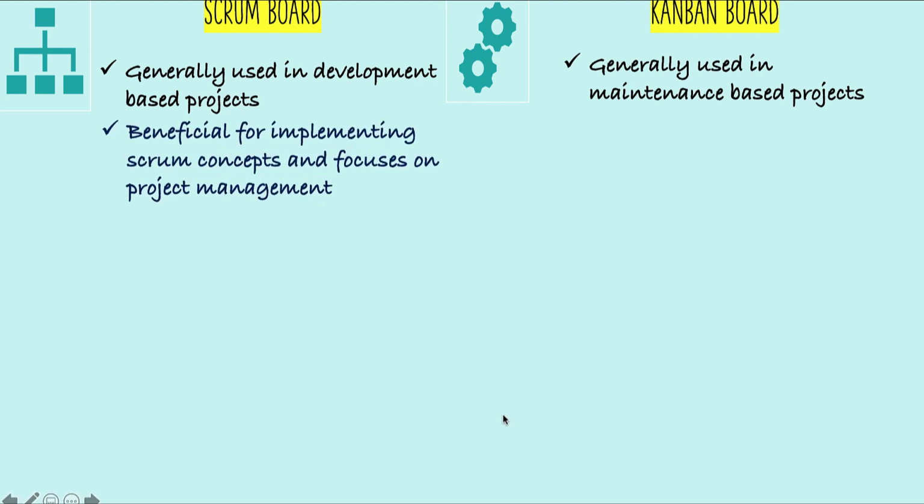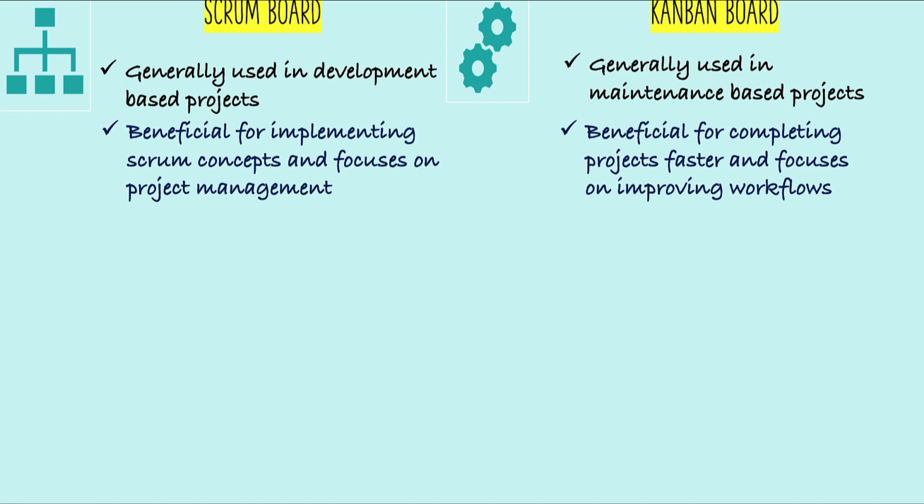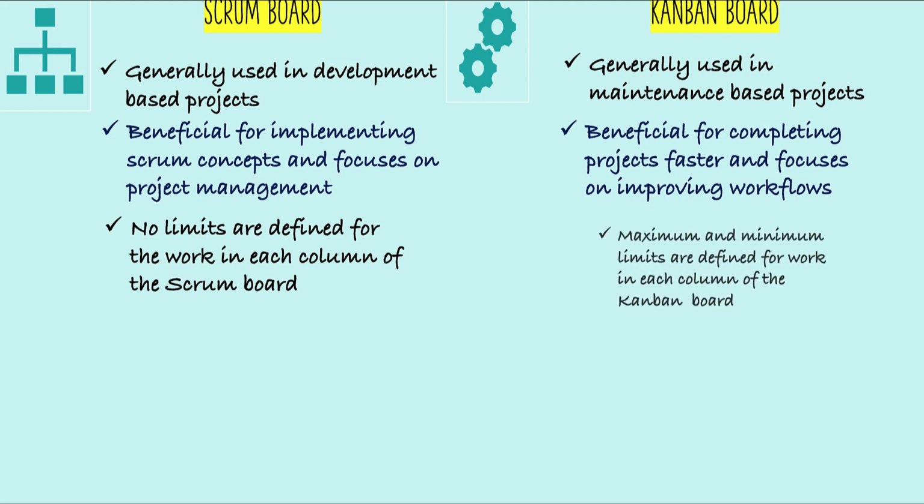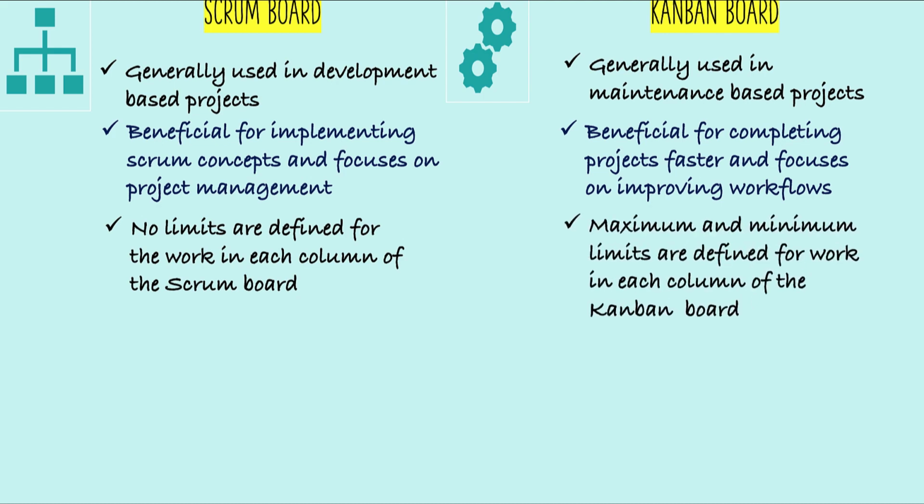Scrum boards are generally used in development-based projects. Kanban boards are generally used in maintenance-based projects. Scrum boards are beneficial for implementing Scrum concepts and focus on project management. Kanban boards are beneficial for completing projects faster and focus on improving workflows. There are no limits defined for the work in each column of the Scrum board. Maximum and minimum limits are defined for work in each column of the Kanban board.